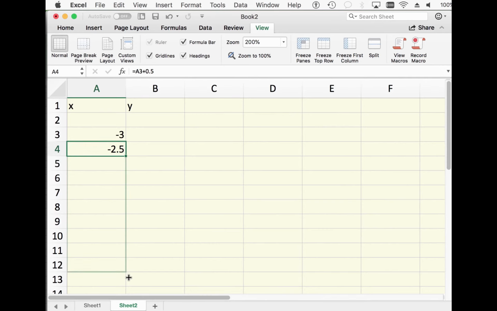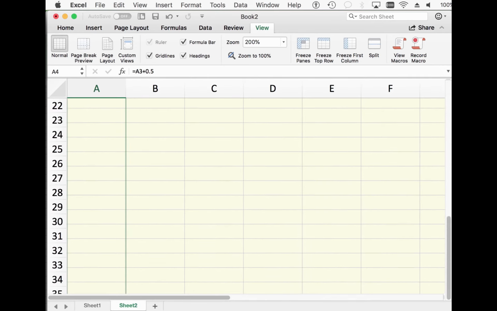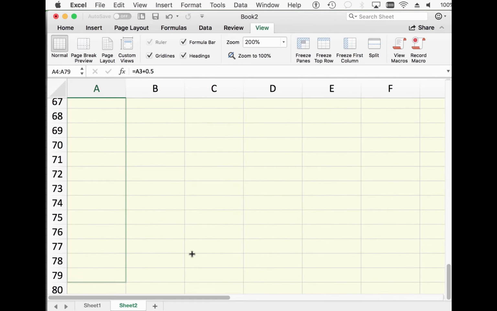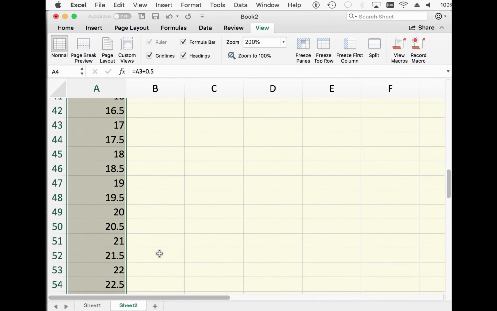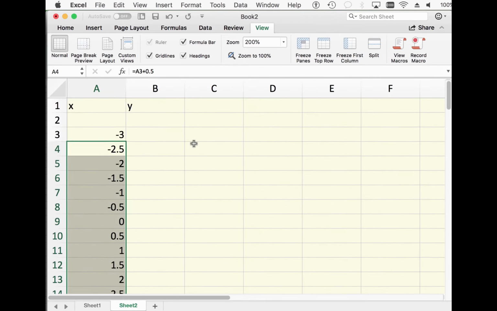Then all you have to do is click on the corner of the cell, and it'll do it for you as many times as you like. It'll just keep adding a half every single time. If you look closely, you can see that these values are all up by half. We go to 0 after a while, and then up to 0.5, 1, 1.5, 2.